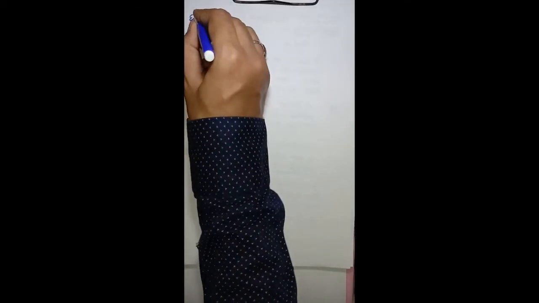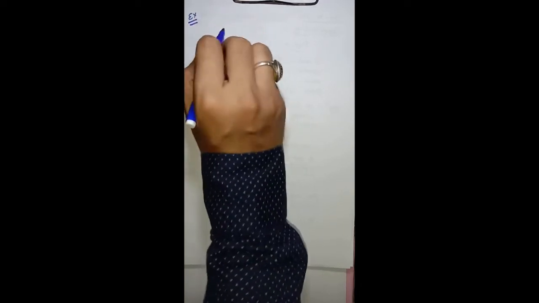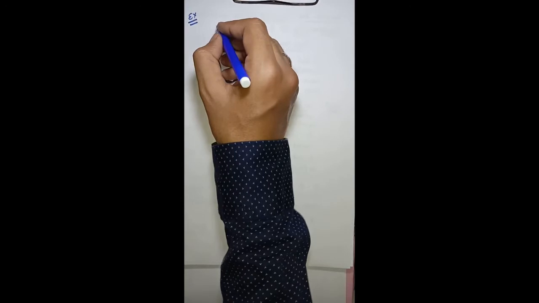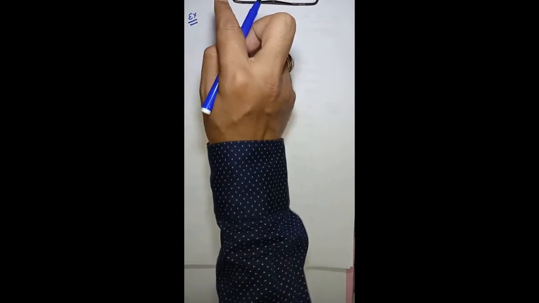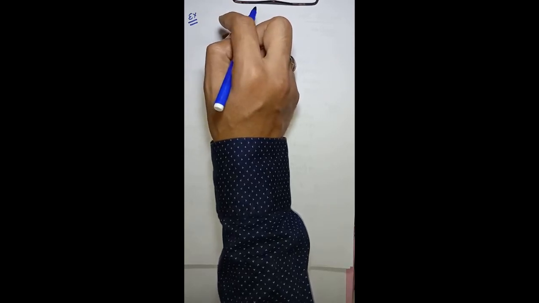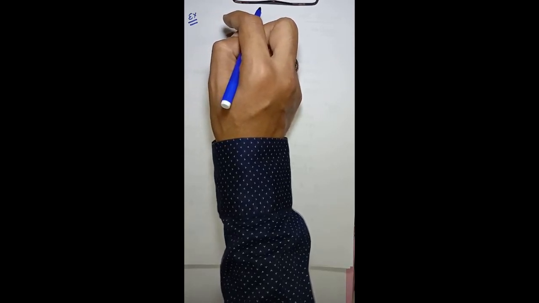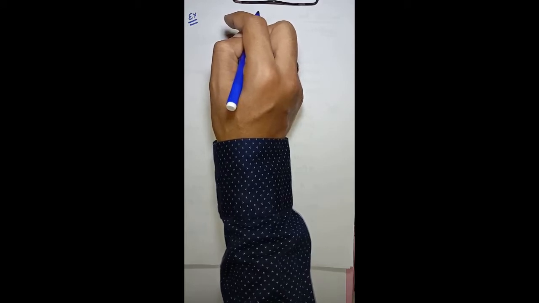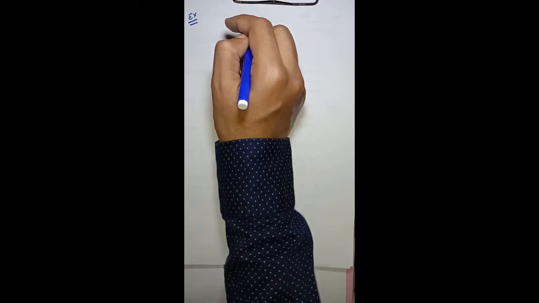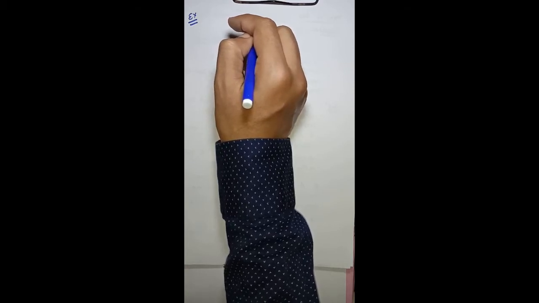Now another example to make this concept more clear: the number of letters in the English alphabet. If we have the set of English alphabets, then the cardinality of the set is 26, because we know that the number of letters in the English alphabet is 26.